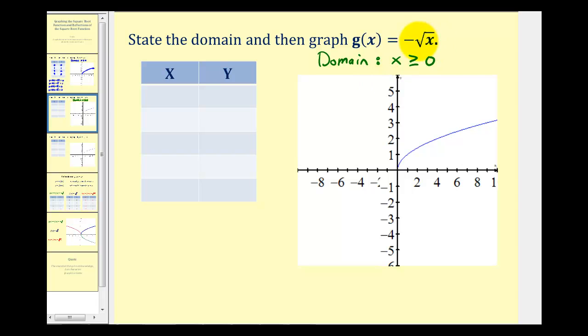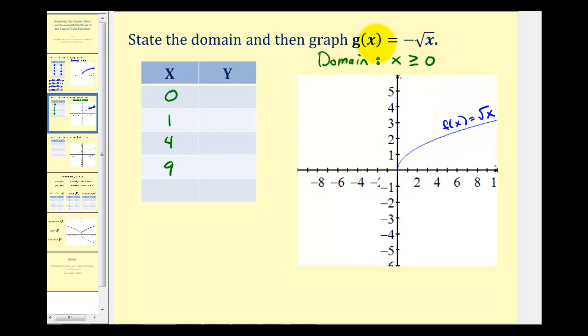So because of this, we're going to select the same values of x that we did when graphing the basic square root function. So we'll select 0, 1, 4, and 9. Notice our graph already contains the graph of the basic square root function, so we'll easily be able to compare how this function has changed from the parent function.